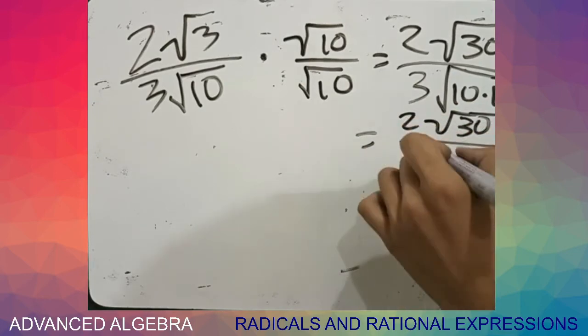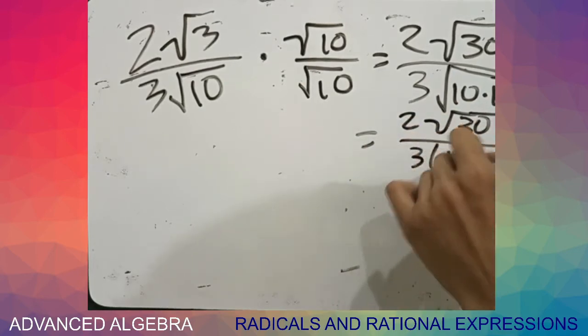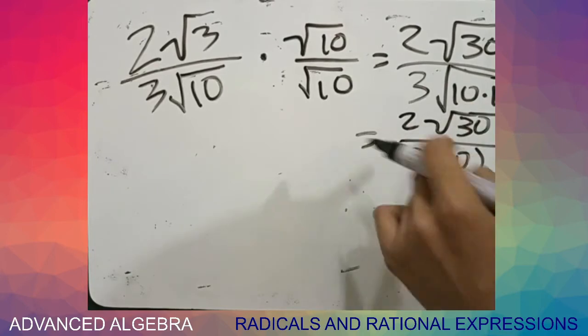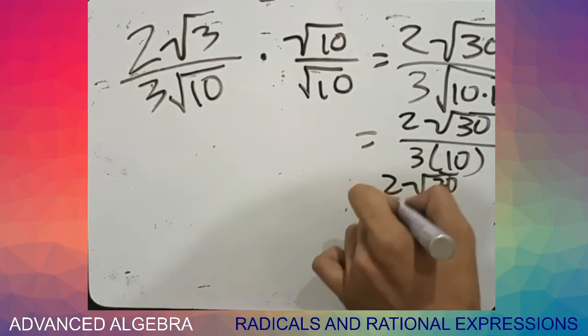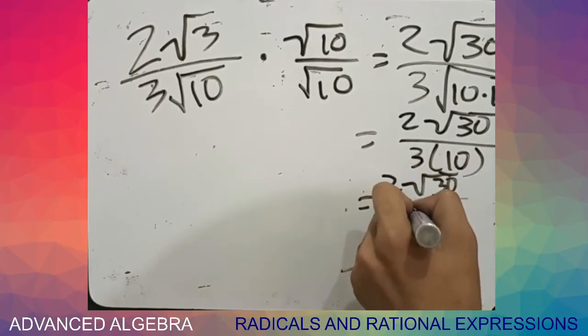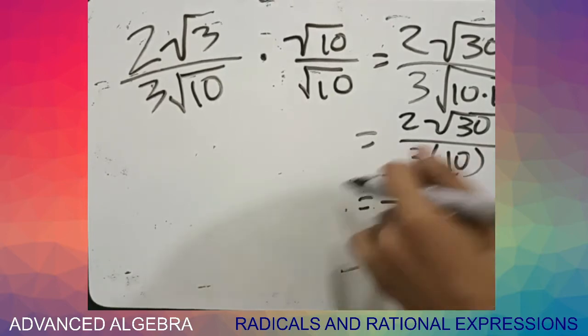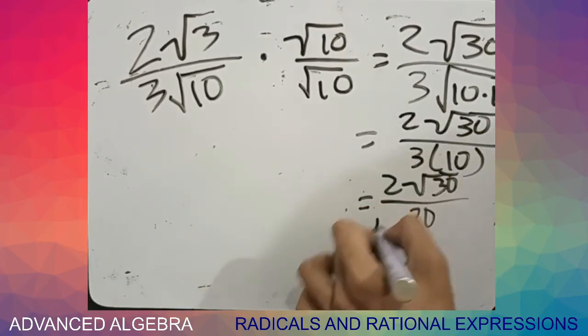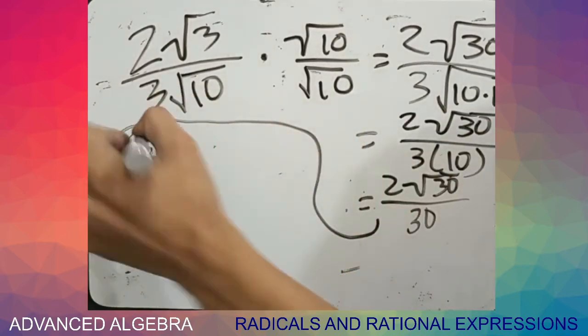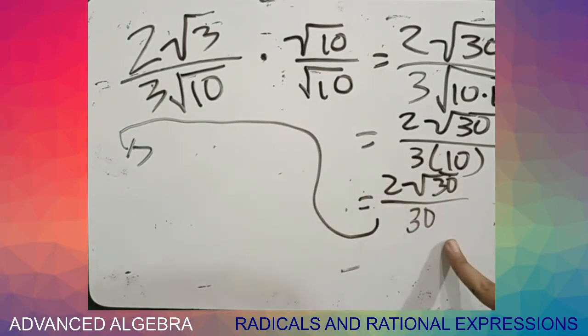Over 3 times 10. Kasi the square root of 10 times 10 ay 10. So, 2 the square root of 30. Sagot dyan ay 2 the square root of 30 over 30. So, wait, meron pa kasunod. So, lagyan natin ng arrow ha. Next, 2 divided by 30.